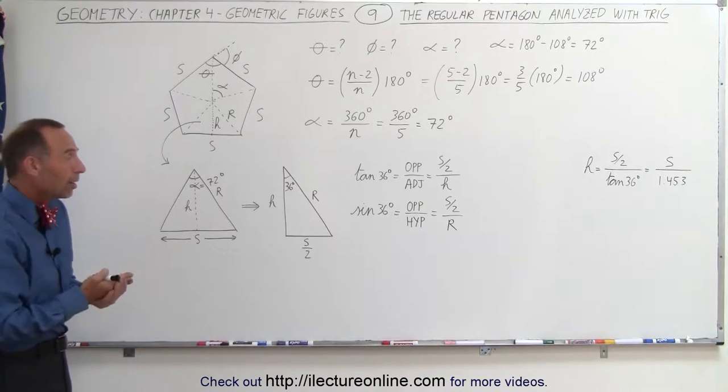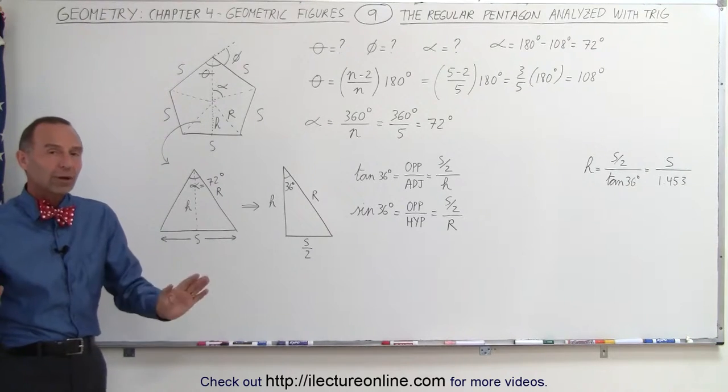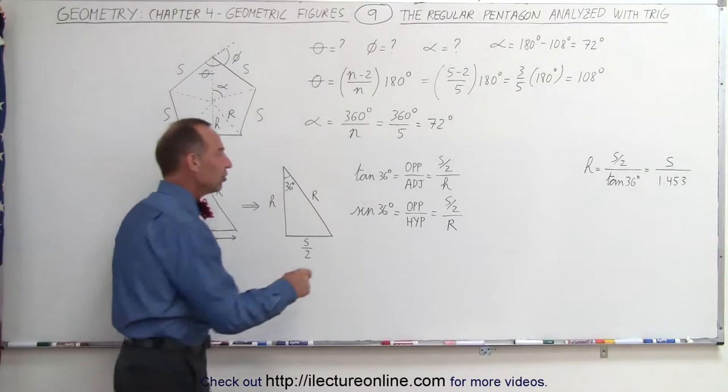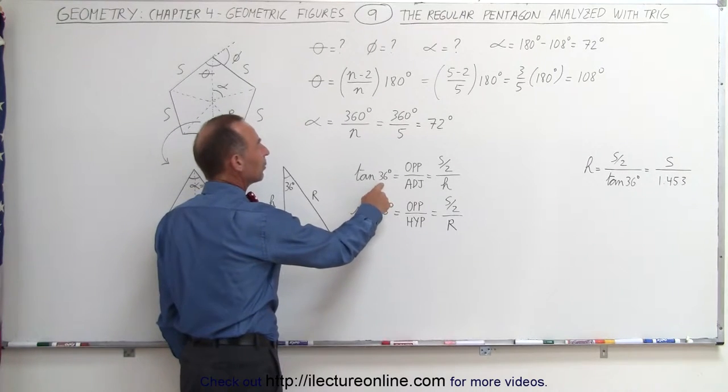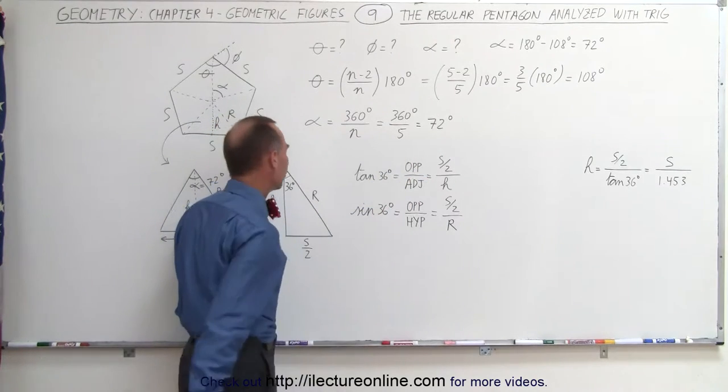Now here comes the part where you need to know a little bit of trigonometry. And even if you don't, that's quite all right, just stay put and see how this works. The definition of the tangent of an angle is equal to the ratio of the opposite side of the angle divided by the adjacent side.